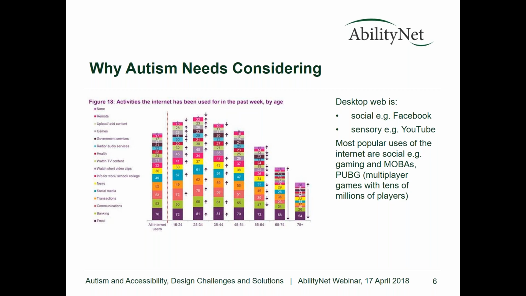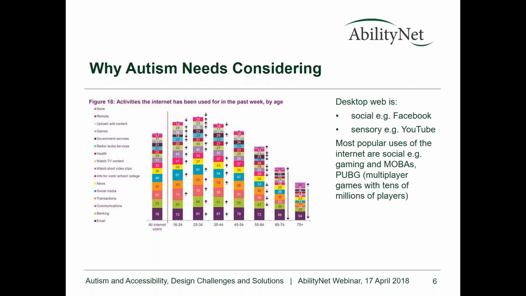And the very important thing for me is how the web has changed. It's no longer just text on a page, it is incredibly social. For example, the biggest websites right now are Facebook. They are very sensory, for example, with YouTube. Some of the most popular uses of the internet are things like gaming. Things like PUBG, PlayerUnknown's Battlegrounds, for example, is a very popular video game at the moment with tens of millions of players, and it is an incredibly social use of the internet.